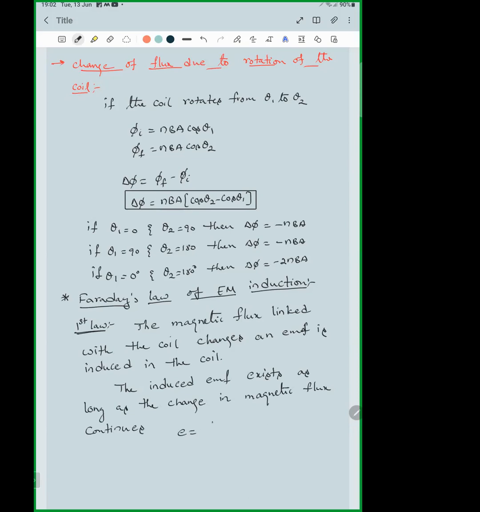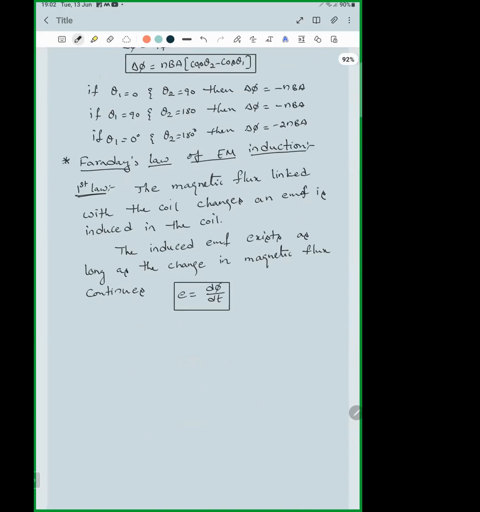So here E is equal to d phi by dt. Okay, the regular formula. Actually, there is a small mistake in this. What is that mistake? Actually, this law was opposed by Lenz. So according to Lenz's law, there is some internal opposition between the induced magnetic field and the external magnetic field. Sir, what is the induced magnetic field?